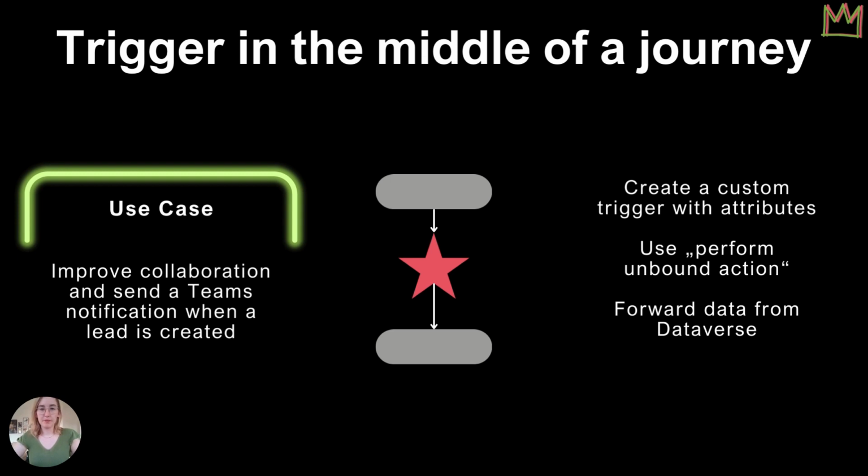Also here, we will create a custom trigger with attributes. Again, we will use the perform unbound action. And we will forward data from Dataverse this time. So last time we forwarded some data via the attribute weather condition from the Power Automate. In that case, we're going to do it the other way around, and we will add some information from the journey to the Power Automate. Okay, let's go.